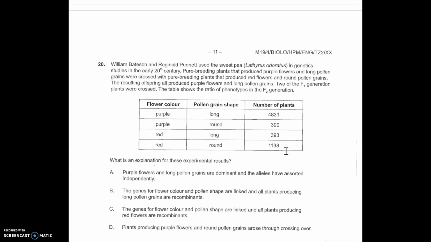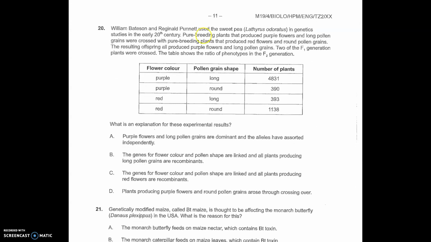And then in question 20, we've got a genetics problem here. So we can see pure breeding plants with purple and long pollen crossed with pure breeding plants with red and round. So that tells us that purple and long and red and round are our parental phenotypes. This would be a dihybrid heterozygous cross, so you would expect a 9:3:3:1 ratio there. Clearly you haven't got that, and what you have fewer of are the purple and rounds and the red and longs, which, as you can see, are the recombinants. So immediately you're saying to yourself, this must be due to linkage.